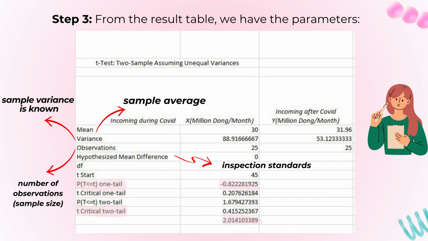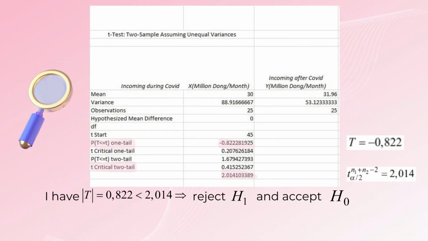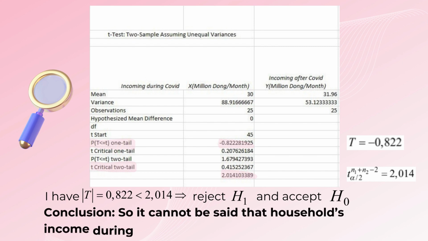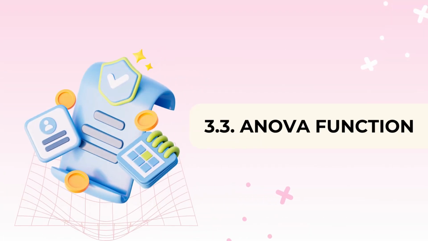Step 3. From the result table, we have the parameters. We have the absolute value of t equal to 0.82, smaller than 2.014, so reject H1 and accept H0. Conclusion: it cannot be said that household income during and after the COVID-19 period is different.